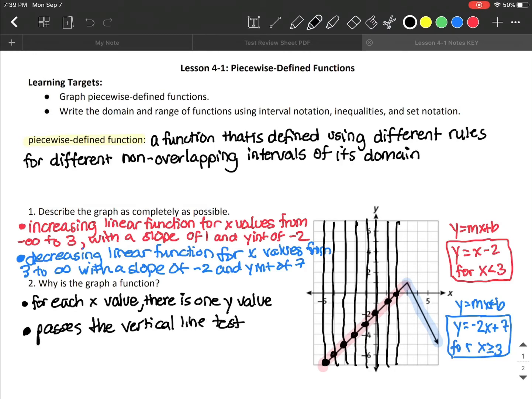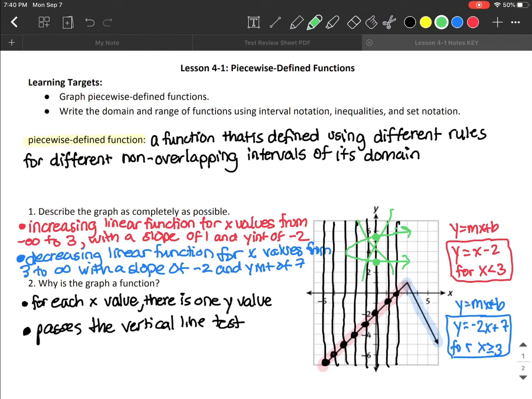An example of something that wouldn't be a function is a sideways parabola. So if I drew a sideways parabola here, I would see that for x is 0, I would have both the answer 3 for y, and I would also have y is equal to 5.5. I have 2 different y's there for one x, so I know it's not a function.